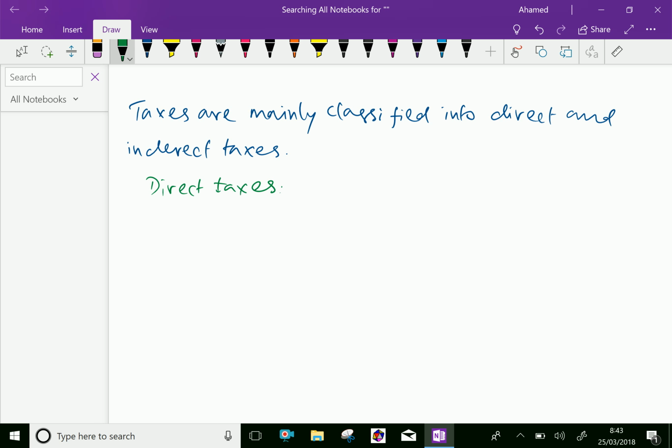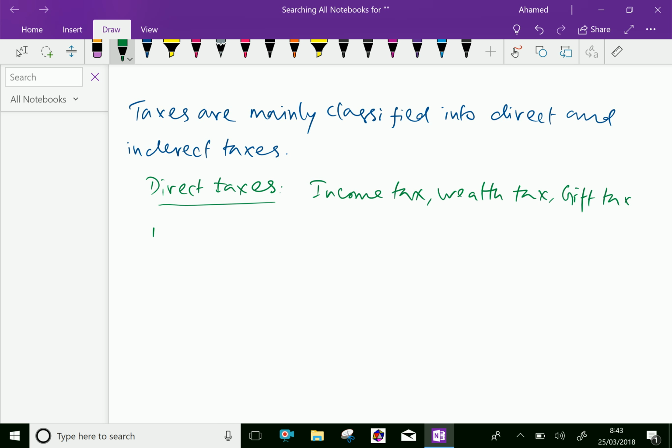Direct taxes are, suppose, income tax, wealth tax, gift tax, etc. These are considered as direct taxes.